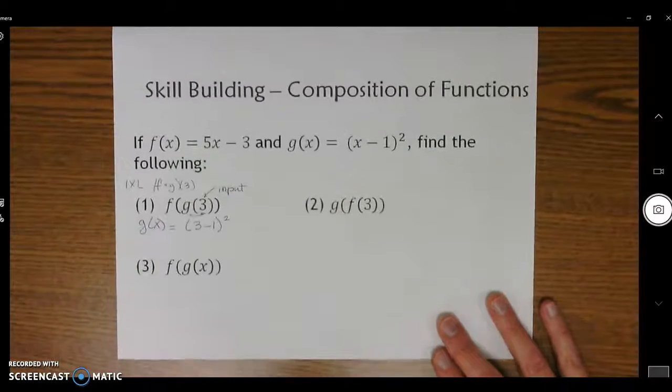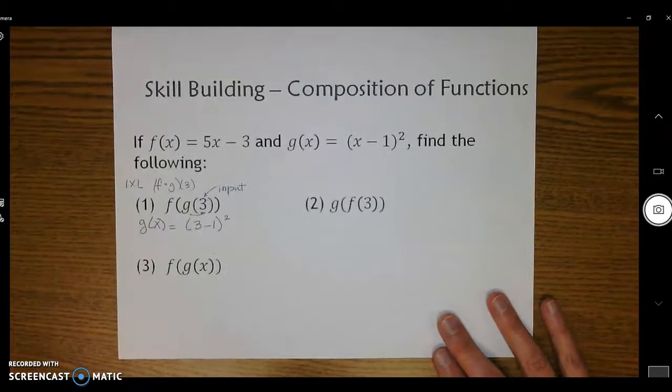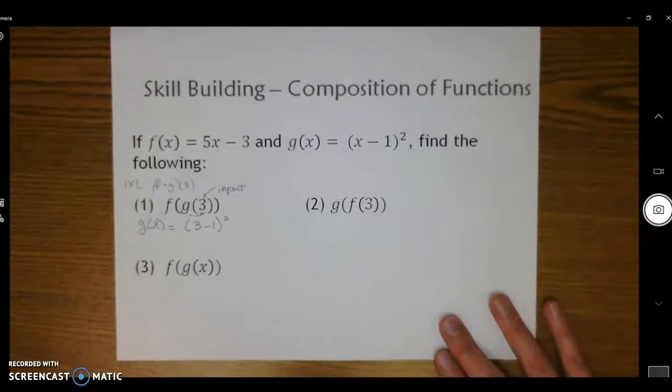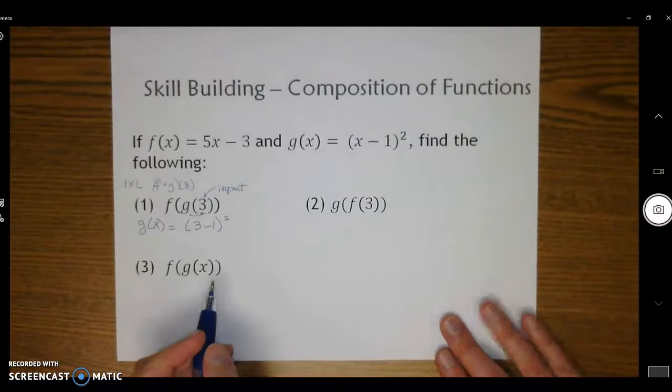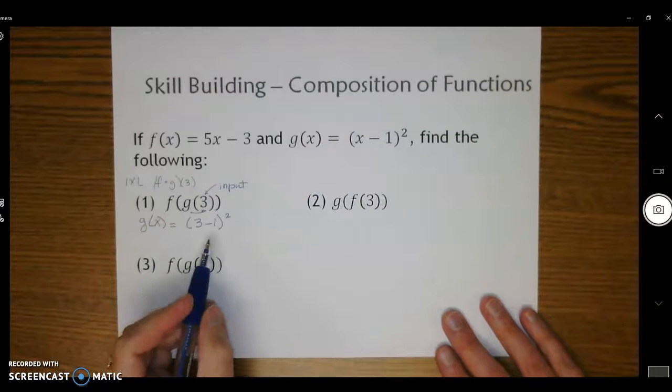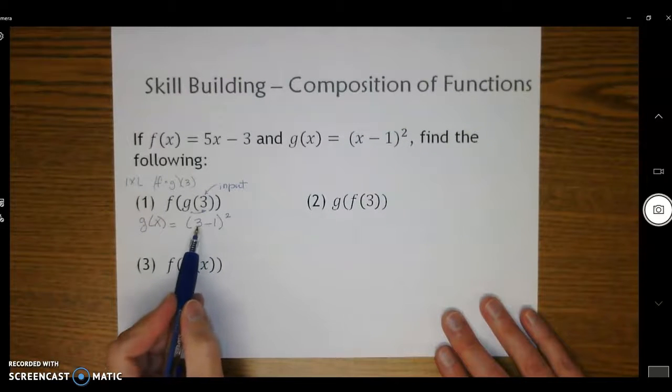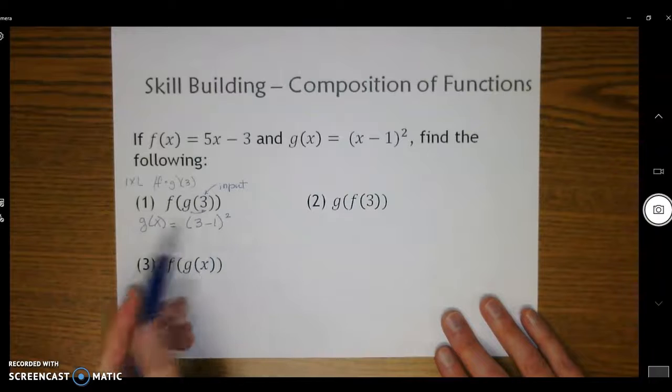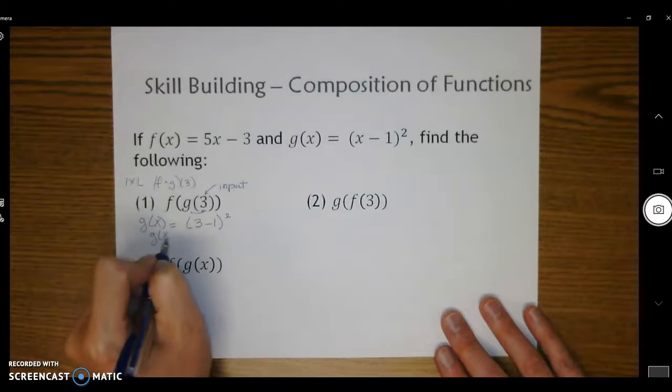So I'm going to take the 3, put it inside of g's stuff, and then trying to get it to focus for you a little better. It still looks a little fuzzy to me. So I'm going to put it in there and then solve. So 3 minus 1 is 2. 2 squared is 4. So g of x is 4.